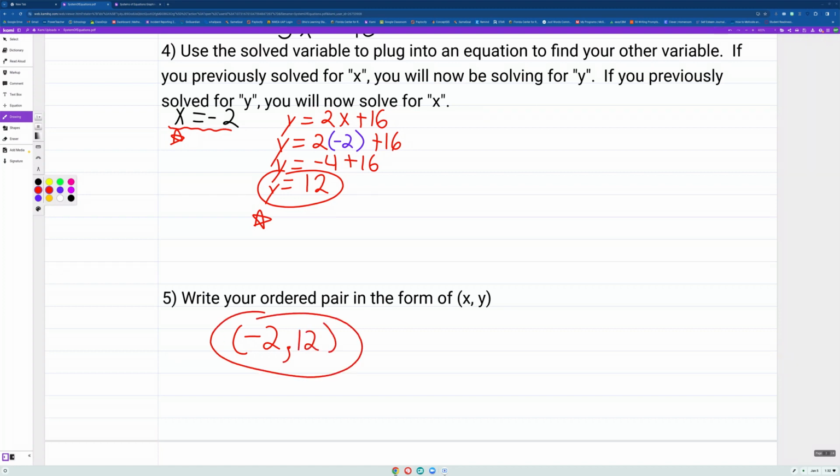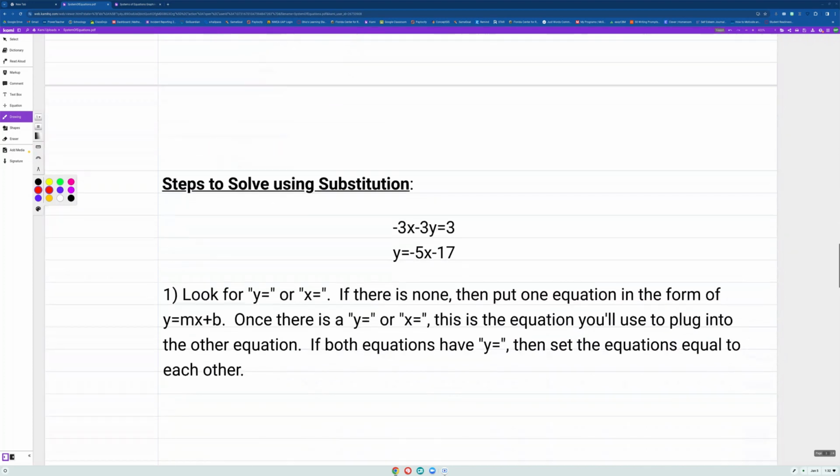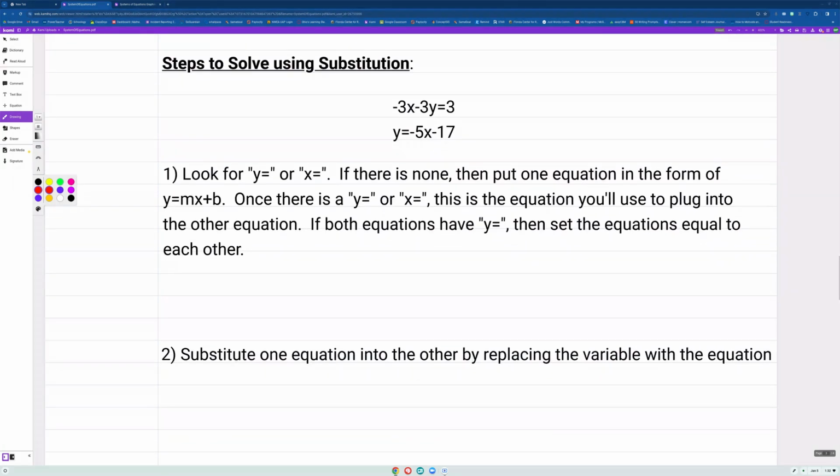And that's it. So let's go ahead and see a different one where we might have to put it into standard form. So for this one, I have negative 3x minus 3y is equal to 3. And I have y equals 5x minus 17.